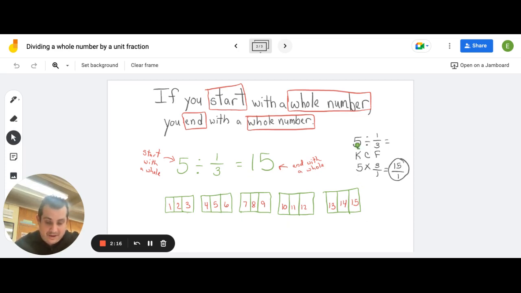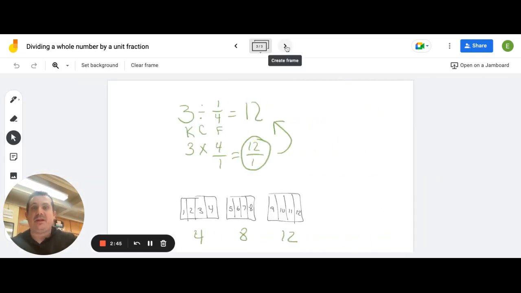So if we have 5 divided by 1/3, you will see that we're going to keep the 5 the same. We're going to change the division to a multiplication symbol, and we're going to flip 1/3 into 3 over 1. All right? Now it's 5 times 3 over 1. 5 times 3 is 15, and we keep our denominator of 1. It's 15.